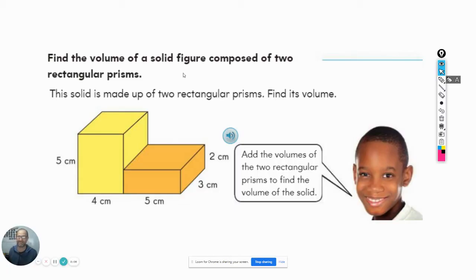Okay, you're going to find the volume of a solid figure composed of 2 rectangular prisms. You're literally going to find the volume of the yellow one and then the orange one, and then you're going to add them up. Here's a hint. They're both 3 centimeters wide. So 5 times 4 times 3 is 60. 5 times 3 times 2 is 30. That's going to give us a total volume of 90. At least I hope it does.